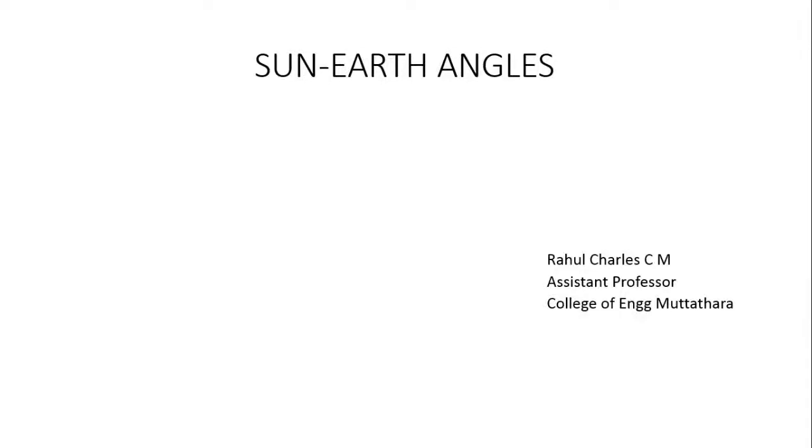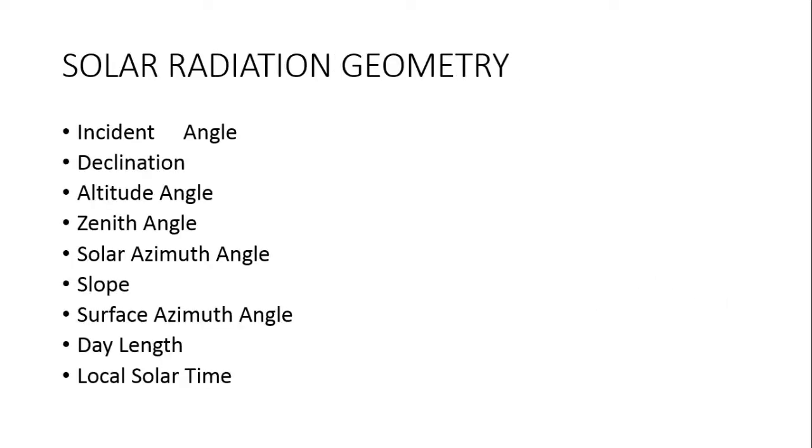Hi, today we are going to discuss some of the angles related to solar radiation geometry, that is, Sun-Earth angles. In solar radiation geometry, the main angles are incident angle, declination, altitude angle, zenith angle, solar azimuth angle, surface azimuth angle, and some of the technical terms related to solar radiation geometry, that is slope, day length, local solar time.